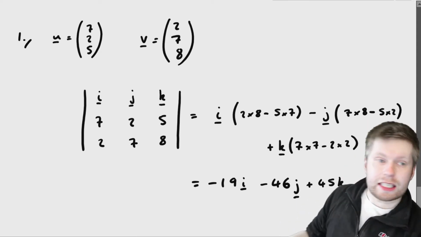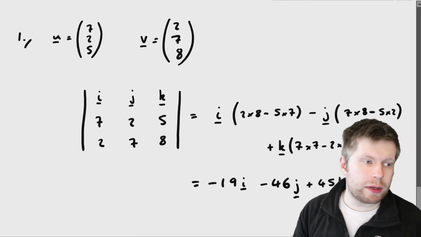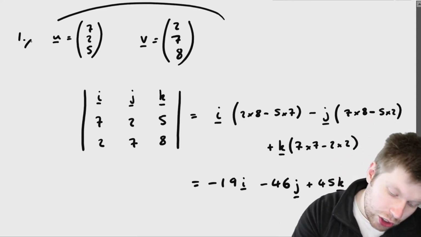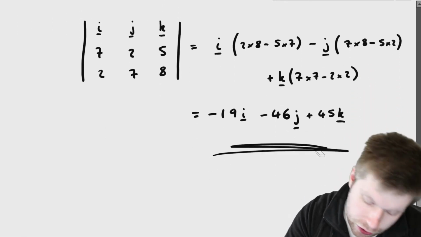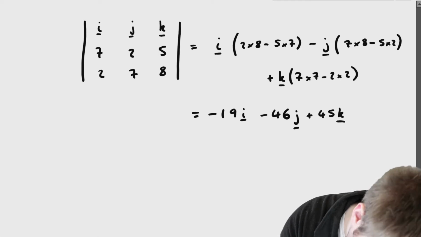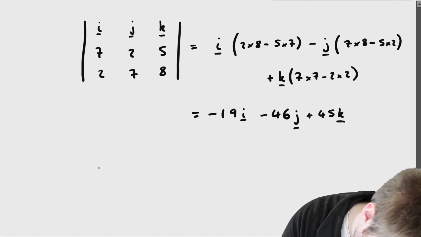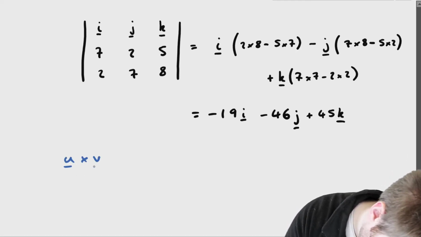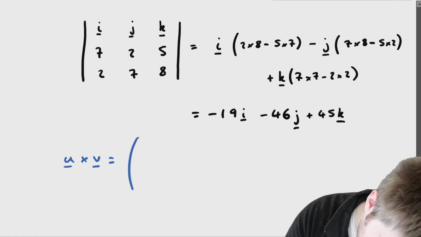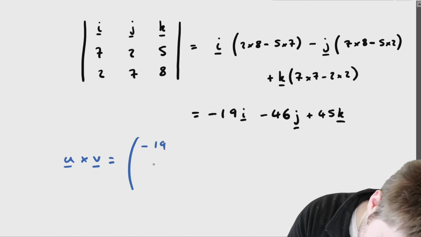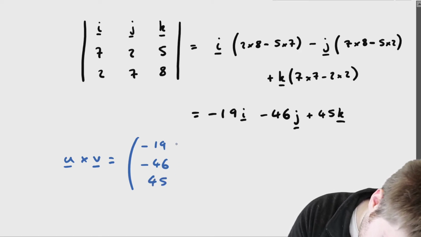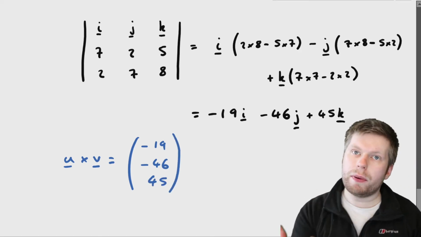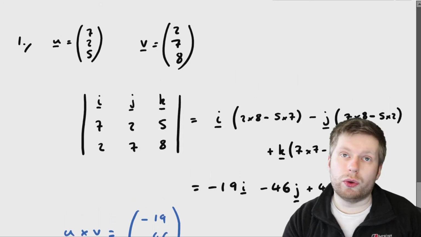Now, this is the vector which is perpendicular to my u and v, but you notice that u and v was given as a column vector, not in terms of i, j and k. So just for practice, I'm going to say that the vector which is perpendicular to u and v, in other words u cross v, is going to be equal to, just putting it back into column notation, negative 19, negative 46, and 45. Okay, so that would be the vector which is perpendicular to u and v.